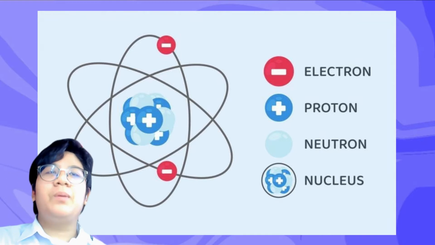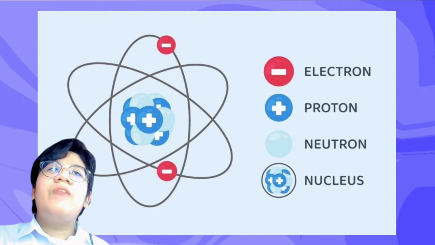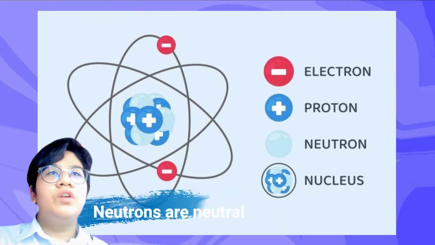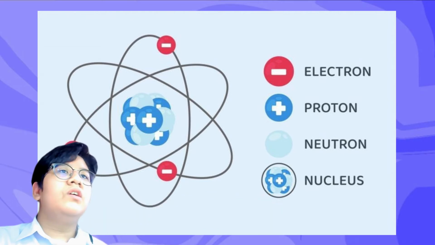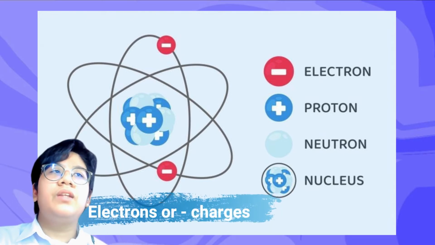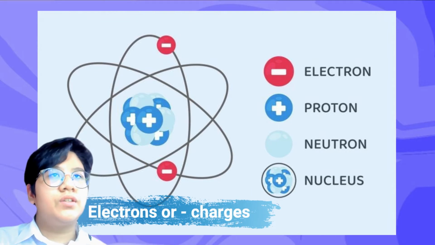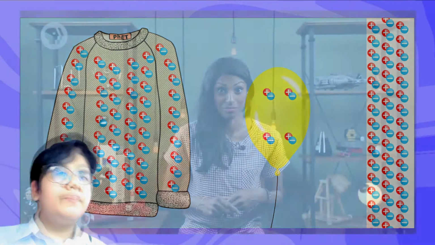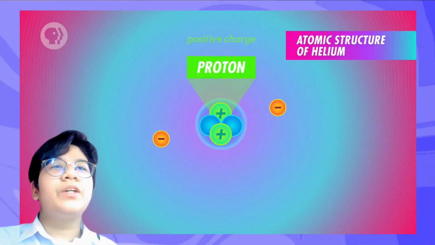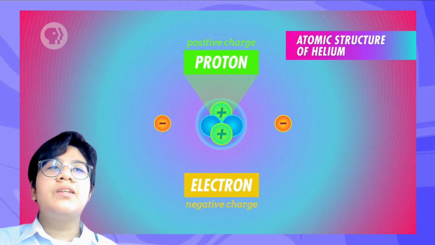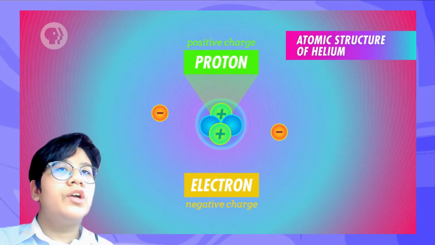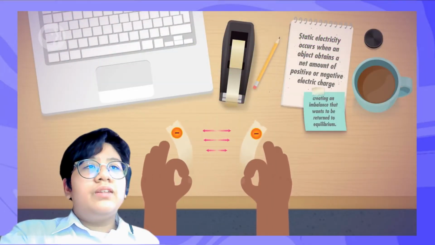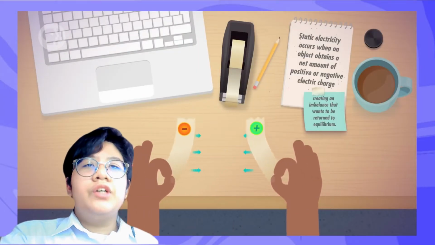All matter is made up of atoms, and atoms have a nucleus made up of protons, or positive charges, and neutrons, or neutral charges. Orbiting the nucleus are loosely bonded electrons, or negative charges. So we can say that all matter is made up of charges. Let's dig deeper. Electrons are the only ones transferred to make an object charged positively or negatively. Let us also take note that same charges repel and opposite charges attract.